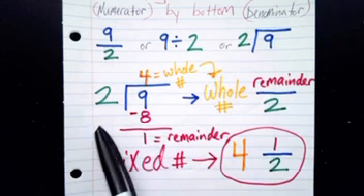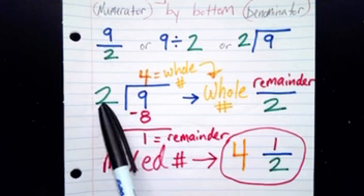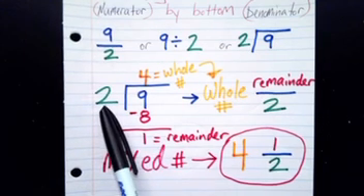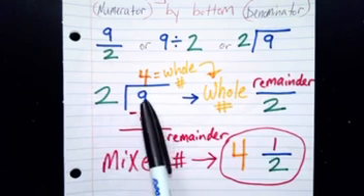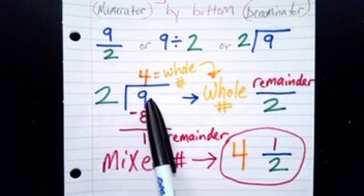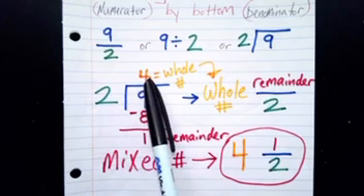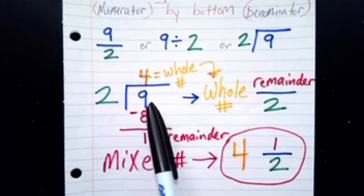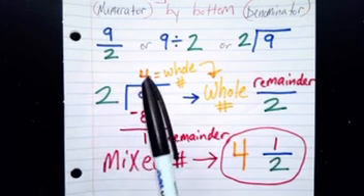So let's go through the problem. I have 9 divided by 2. I need to think of a number that multiplies times the 2 that is equal to or smaller than the 9. I don't want to find a value that's bigger than 9. That will not work. And I know 2 times 4 will give me 8. 8 is a number less than 9, so that works. 2 times 4 is 8.